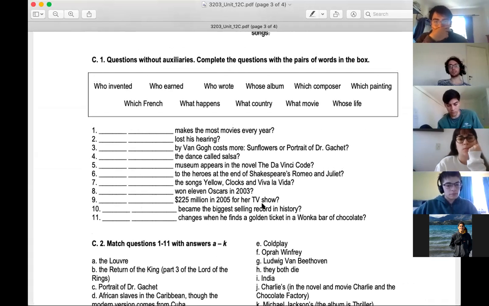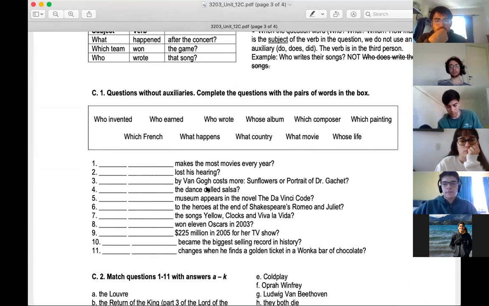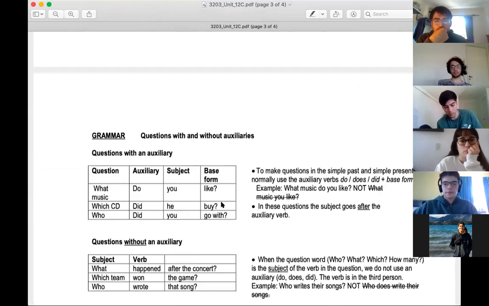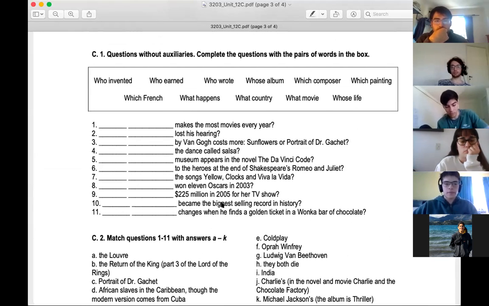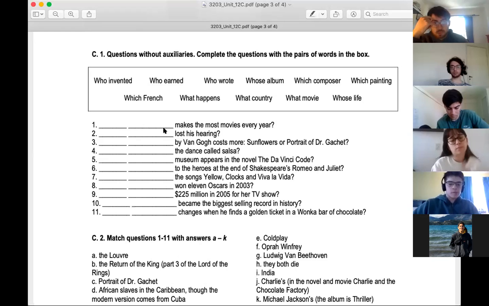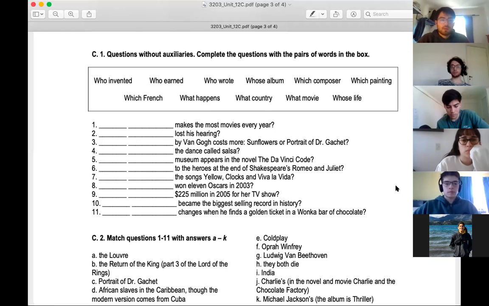Now, we have this exercise that has to do with questions without auxiliaries. Look at the question. Question number 1 says, Gab makes the most movies every year. So here, this is a question without an auxiliary. Look at the verb. The verb is conjugated. That's weird because in questions, usually verbs go in the infinitive without to, right? So what is the possibility of question here? We need a question that is also a subject.